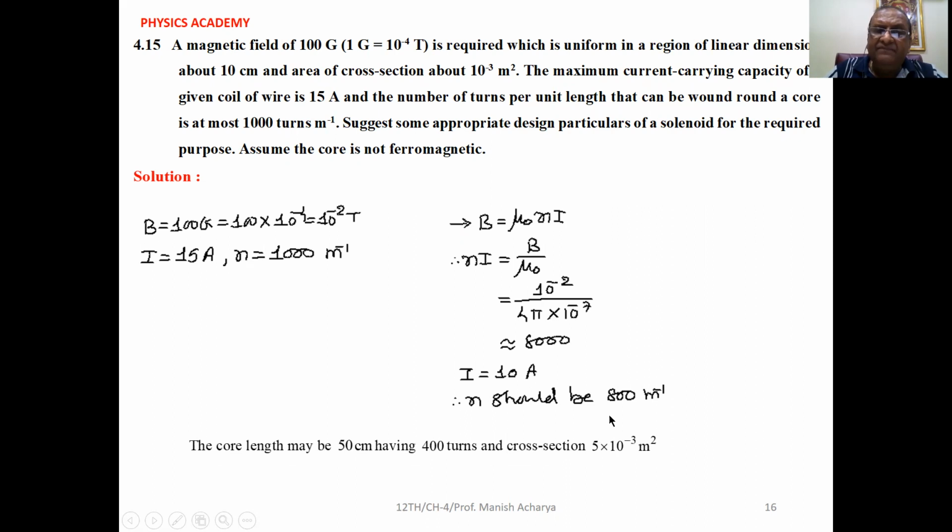Okay, but see here, you can suggest like this also. The core length may be 50 centimeter, having 400 turns, and suppose take cross section that is this much. Then also you can do the same thing. Clear to all of you?